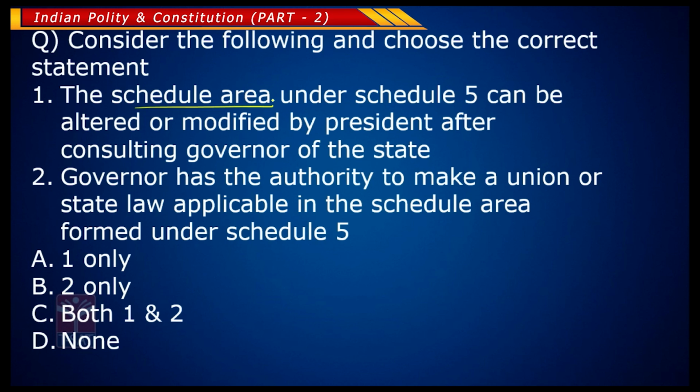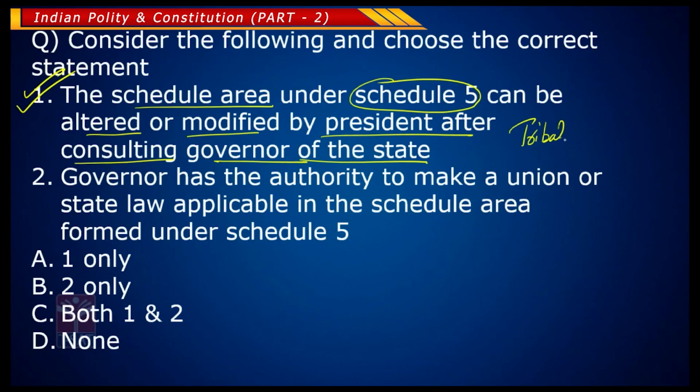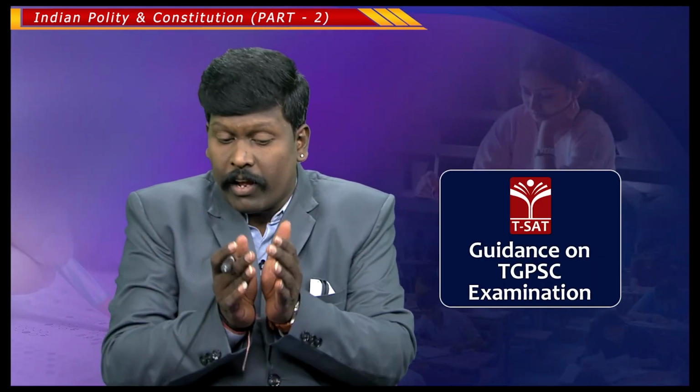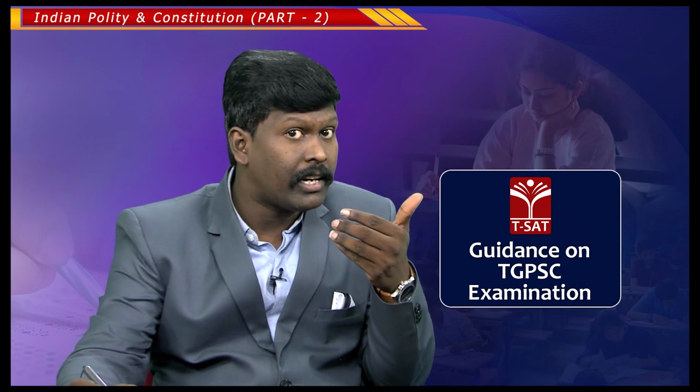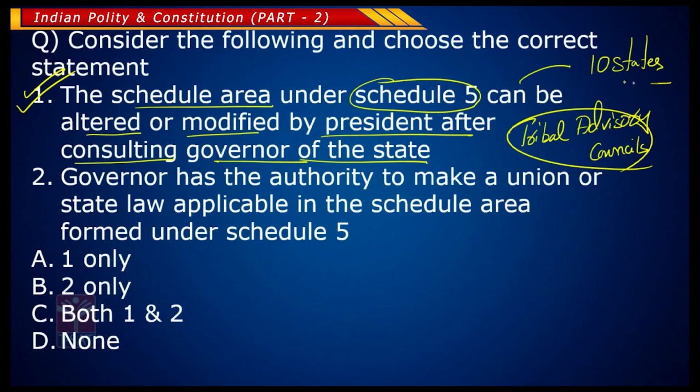The schedule area under Schedule 5 can be altered, modified by the President after consulting the Governor of the state. Absolutely correct statement. A schedule area is notified by the President of India, and this is called Tribal Advisory Councils. This notified schedule area is recognized in 10 states.